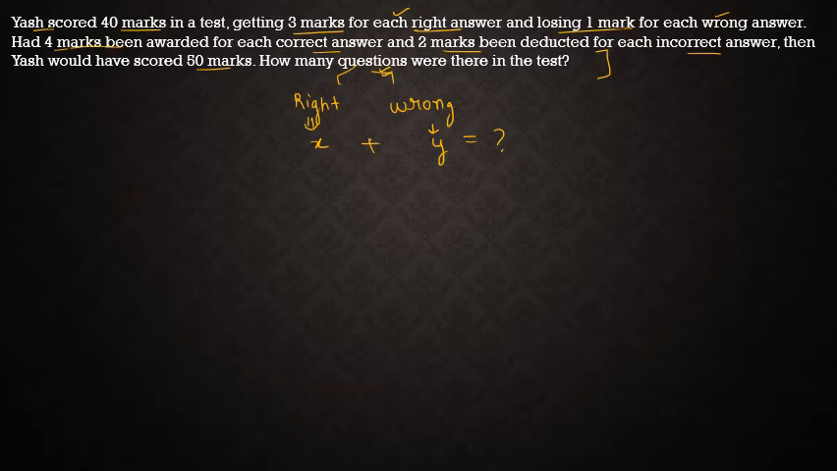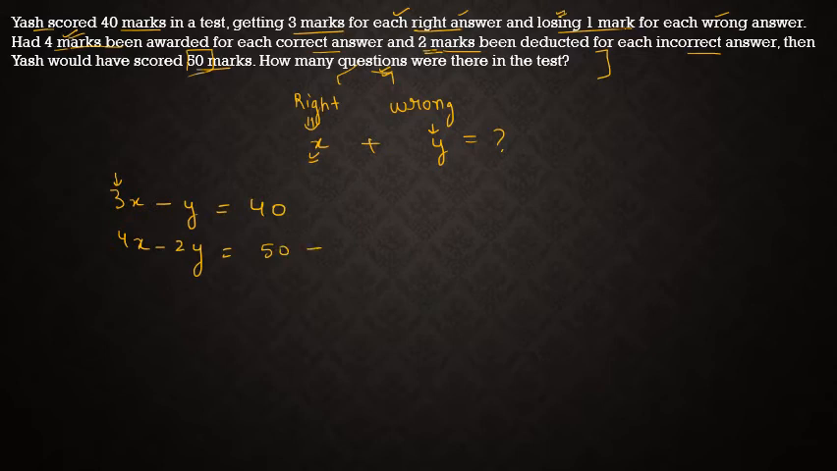Okay. Now, if we talk about the right answers in the first case, 3x. So if right answers are x and one answer gets 3 marks, so 3x. And for losing, a minus sign will be there. So 1 mark is for a wrong answer, so minus y, and total marks 40. Then in the next case, for right answers 4 marks for one question, so 4x total, and 2 marks for deduction, so 2y. Total how many marks? 50. So this is your equation.